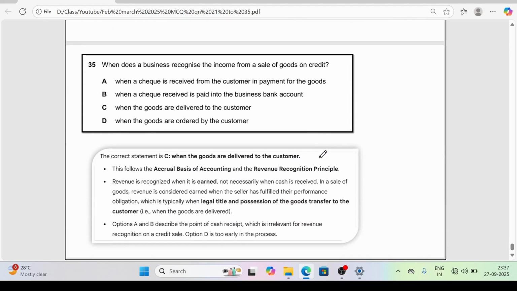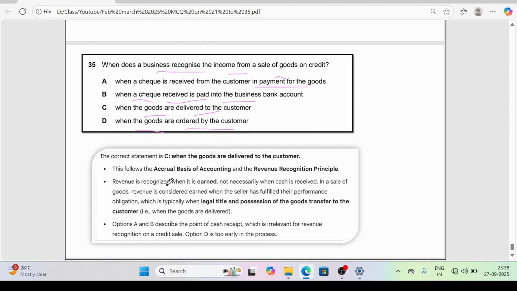We are at the last question: when does a business recognize income from the sale of goods on credit? Here are the options. Option A, when a check is received from the customer in payment for the goods. Option B, when a check received is paid into the business bank account. Option C, when the goods are delivered to the customer. And option D, when the goods are ordered by the customer.